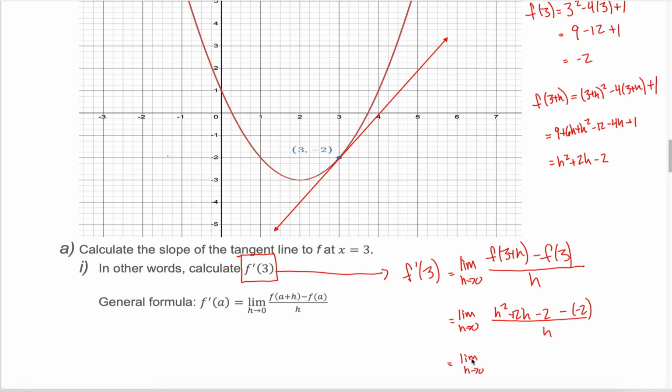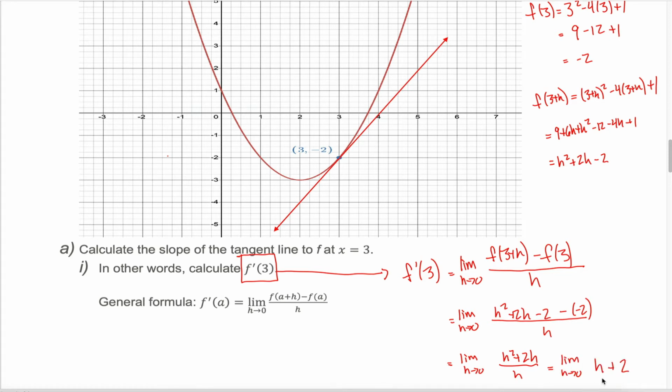Before we ever considered limits, when this was just an average rate of change, we noticed that negative 2 plus 2 cancels out, so we just get h squared plus 2h up in the numerator and h down in the denominator. And conveniently, since every term in the numerator has an h in it, we can cancel an h from each of those terms with this h here, and we'd be left with just h plus 2.